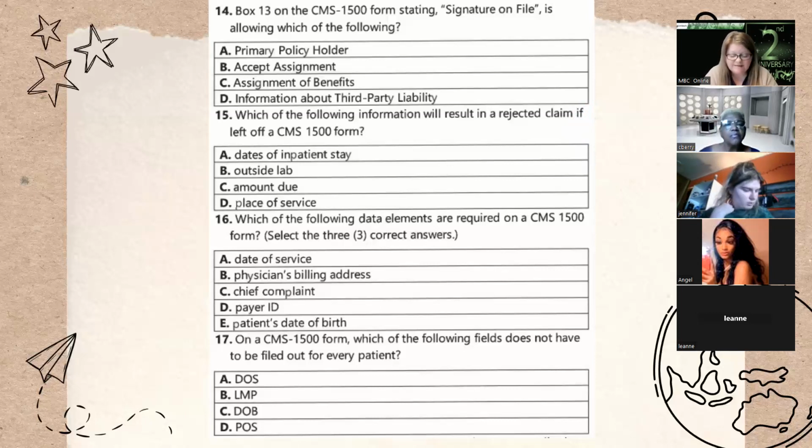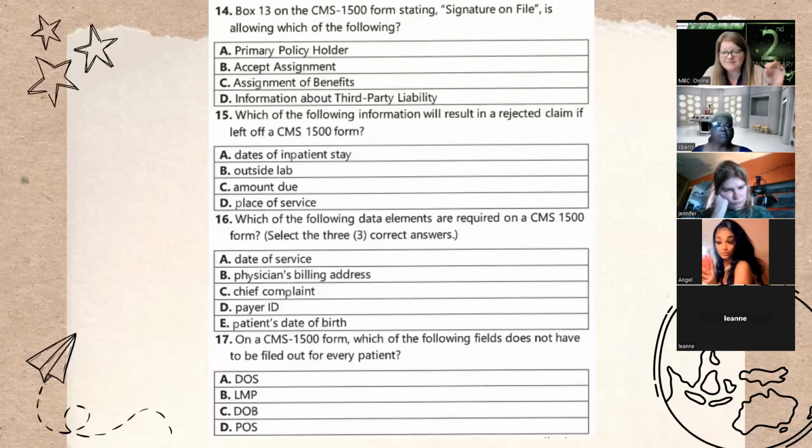Is A and C one? A, date of service, that's correct. And B. Not C. B is correct. And E. That's correct. A, B, and E: date of service, the physician's billing address, and the patient's date of birth.